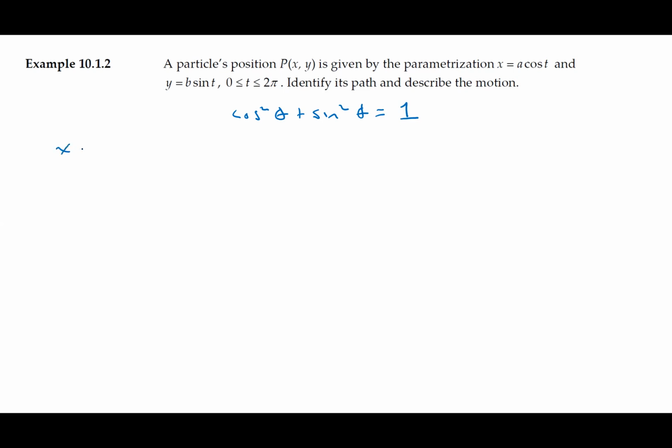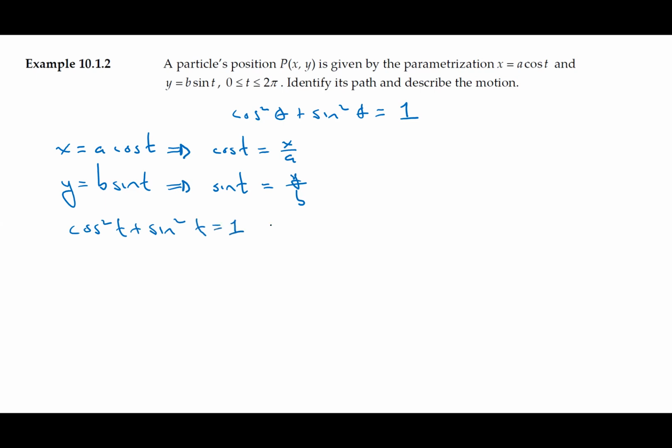And we can, because look what happens. If x is a cosine t, then that tells me that cosine t is x over a. Similarly, if y is b sine t, then this tells me that sine t is y over b. So now, taking advantage of the fact that cosine squared t plus sine squared t equals 1, look what I have. I have x squared over a squared, because that's cosine, plus y squared over b squared equals 1. Oh, so this is an ellipse.